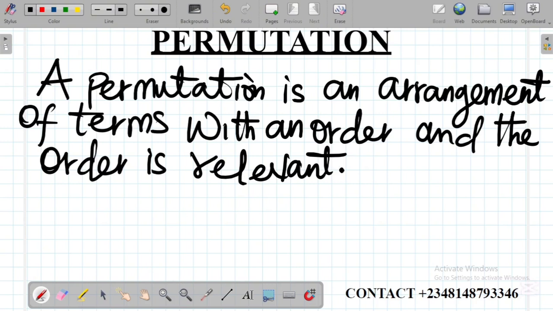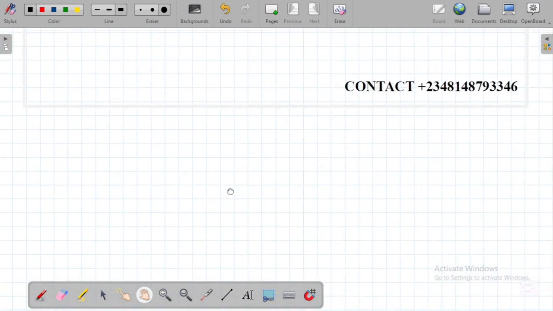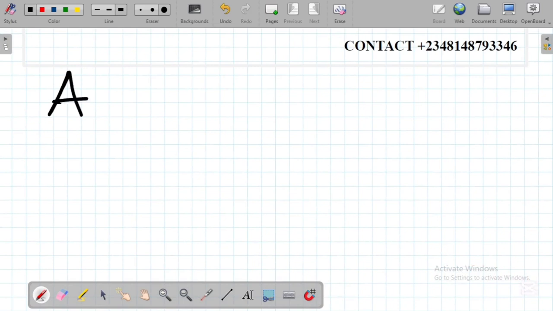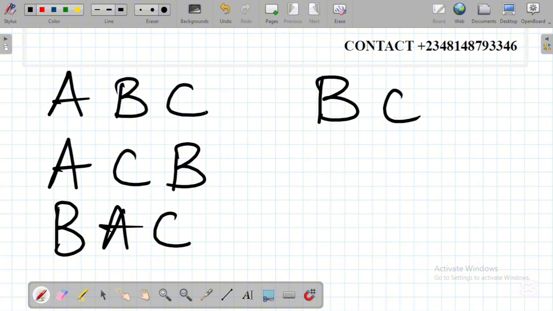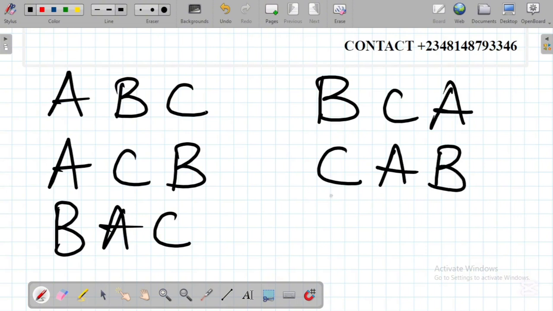Now, take for instance, if we are asked to find the permutation of ABC, how do we go about it? ABC can be rearranged in several ways. So we have ACB, we have BAC, we have BCA, we have CAB, and we have CBA.